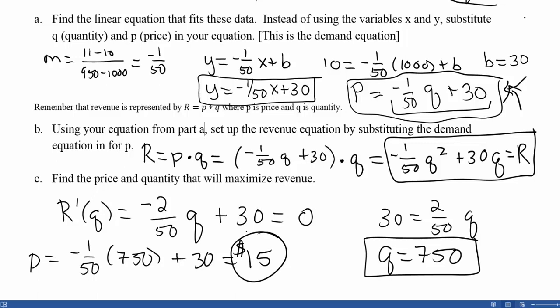I could figure out what my revenue would be here by multiplying P times Q, but that's not what the question asked. So I'm able to find all sorts of things if I carefully set up my equations and use the calculus that I've learned to evaluate them.